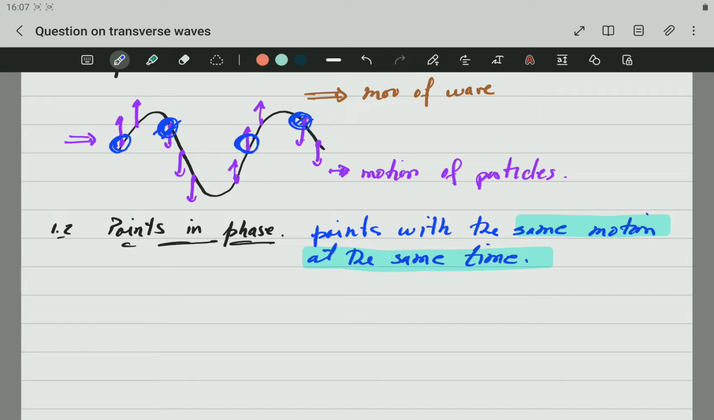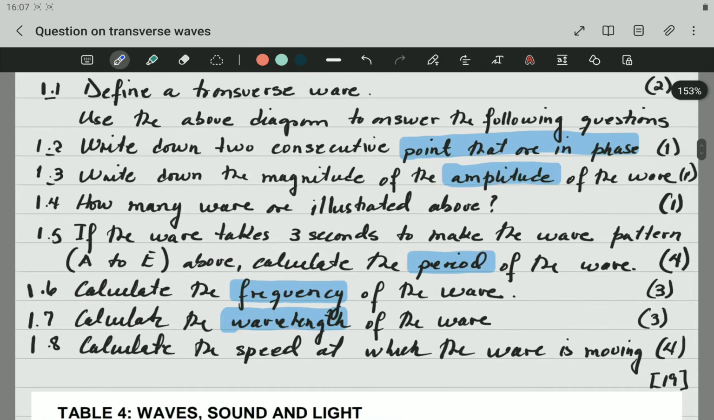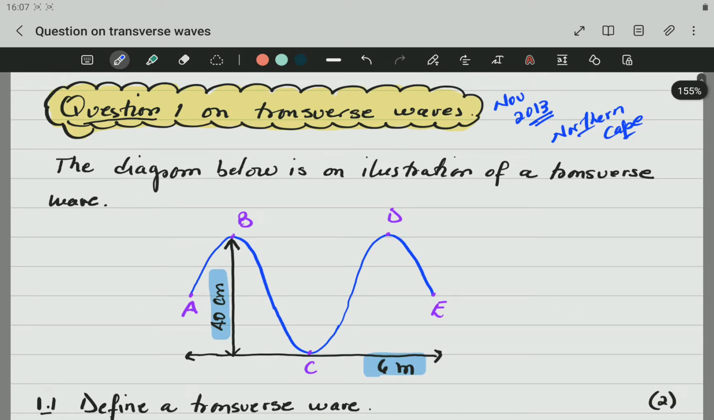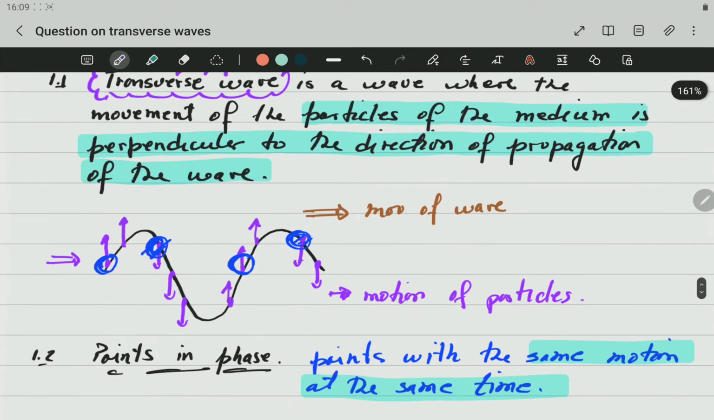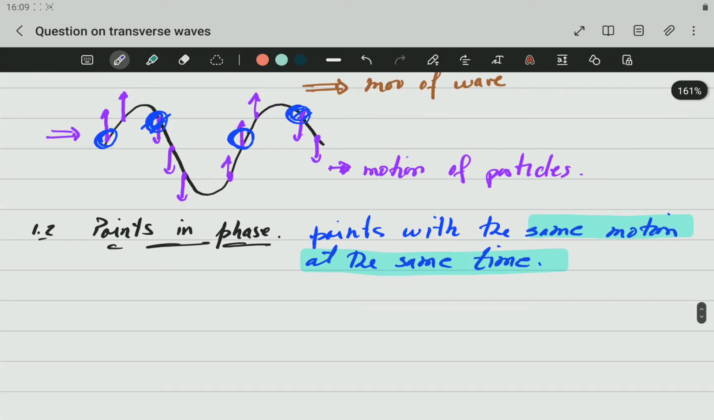So saying that, if we go back to the actual graph or diagram they gave us here, which ones are the 2 points that are moving in phase? Those are point B and point D. They have the same motion at the same time. So the answer then is B, D. I'm going to write just B and D.